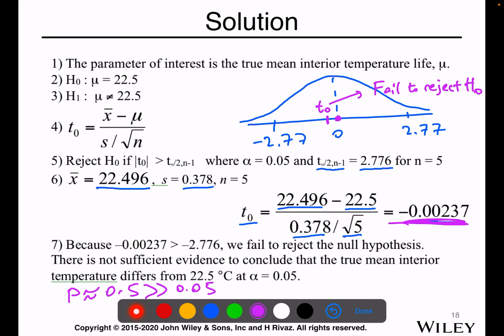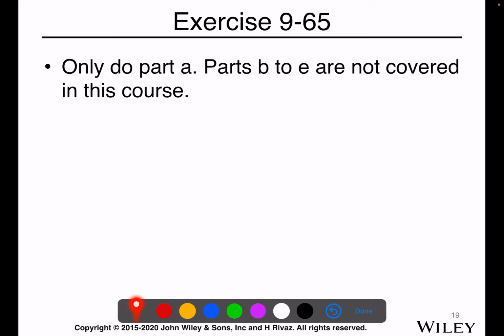Any questions? Okay, and we can also see that from the numbers, right? Once we calculate, x bar is 22.49, and our null hypothesis was 22.5. So this number is almost 22.5. So it makes sense that we don't reject the null hypothesis because x bar is quite close to mu. Okay, so let's move on.